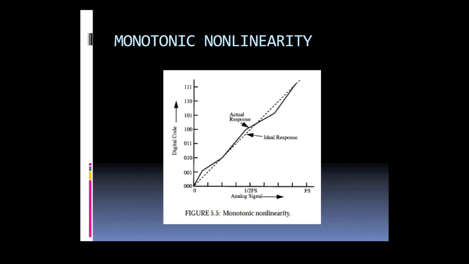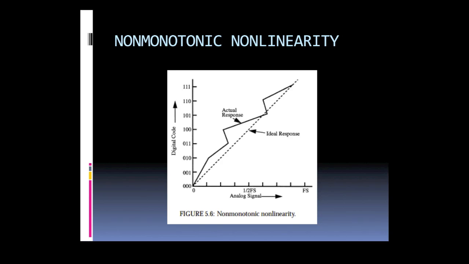Integral nonlinearity is any worst-case deviation from an ideal line drawn between 0 and the full-scale analog signal and cannot be removed by trimming. Figure 5.5 is an example of monotonic nonlinearity. Monotonicity in a converter means that the output will, at least, increase with increasing input. Certain converter architectures can guarantee monotonicity for specified numbers of bits of resolution. Non-monotonic nonlinearity can be seen in Figure 5.6, where increasing input does not guarantee increasing output.